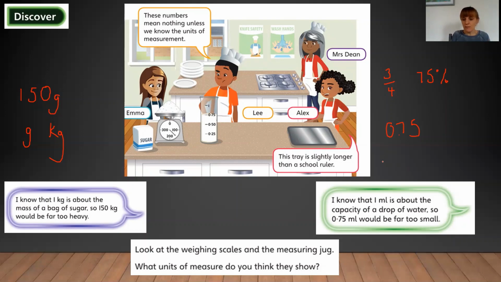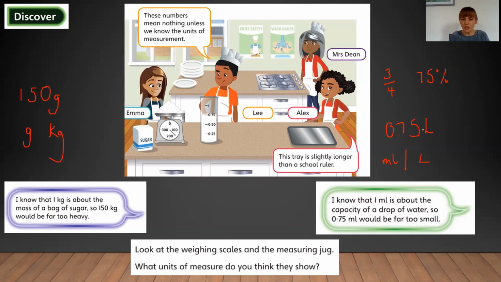Now, the units when you're measuring a liquid are either millilitres or they are litres. So we know for sure that this must be 0.75 of a litre, or 3/4 of a litre that he's got there.